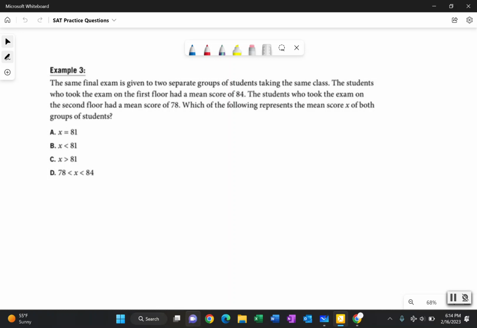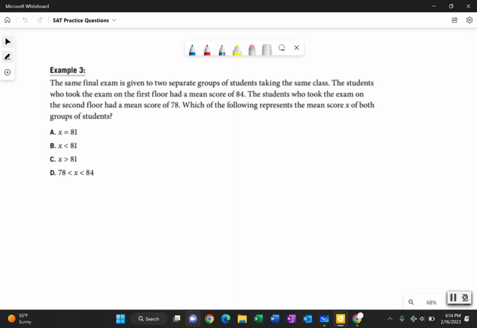Today we're taking a look at an SAT/ACT math practice problem. Today we have example number 3, and let's look at it and see what we can figure out here. The same final exam was given to two separate groups of students taking the same class.